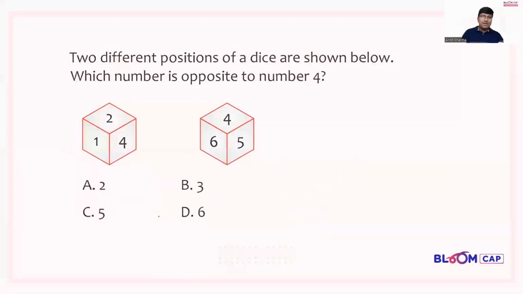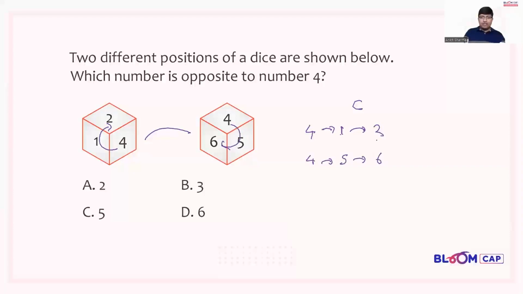Okay. Now here, which number is opposite to 4? My dear students, two images are given, only one face common. We will start from the common element and go in clockwise or in anti-clockwise direction. So I am going in clockwise. From 4, you will come to 1 and then to 2. And from here 4 you will come to 5 and then to 6.